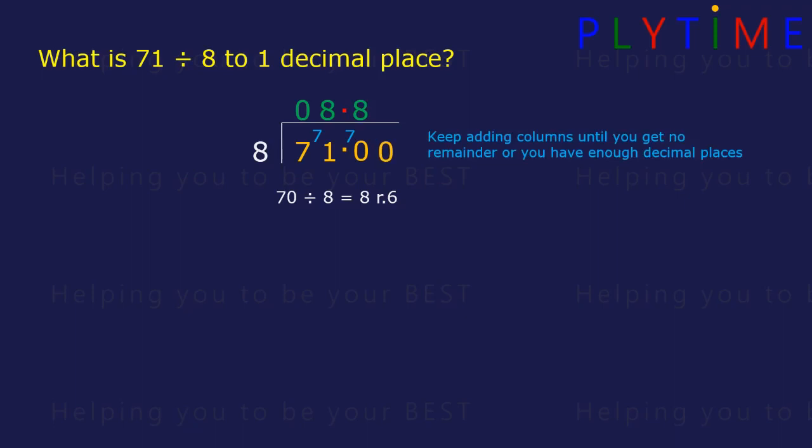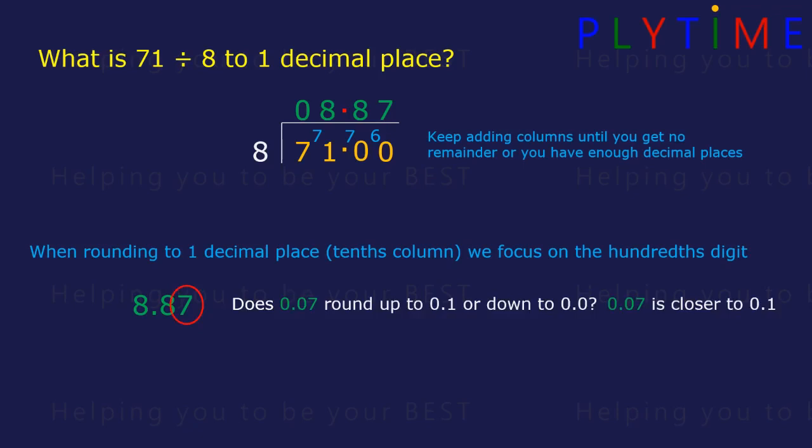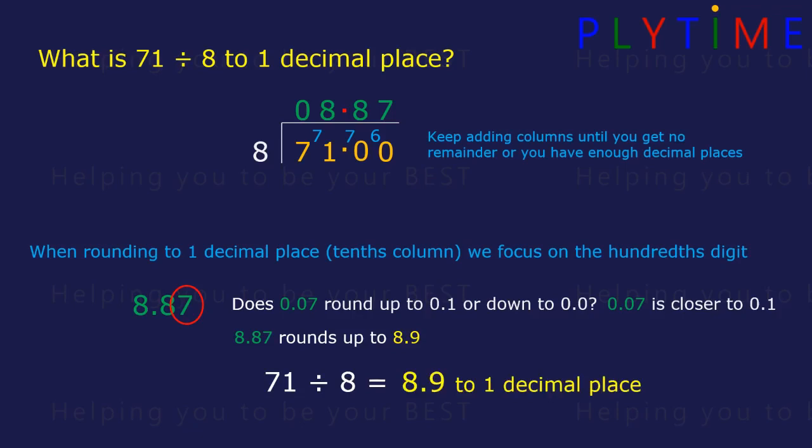We add another 0. Keep adding columns until we've no remainder or we've enough decimal places. If it's to one decimal place, we just need to go to 2 in our answer. 60 divided by 8 equals 7 with a remainder of 4. 6 8s are 56. When we're rounding to one decimal place or the tenths column, we focus on the hundredths column, in this case the 7. Does 0.07 round up to 0.1 or down to 0.0? It's closer to 0.1, so it rounds up. So we round our answer to 8.9. 71 divided by 8 equals 8.9 to one decimal place.